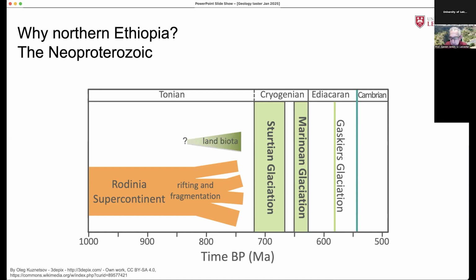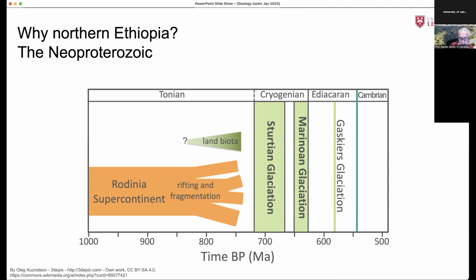Now, don't get too excited. We're not talking about big plants. Big vascular plants, of course, only developed much later in the Carboniferous, about 300 or so million years ago. But when I say there's a land biota, this is when there were the first mosses and lichens developing on the Earth's surface, and that changed the way erosion happened, for example.